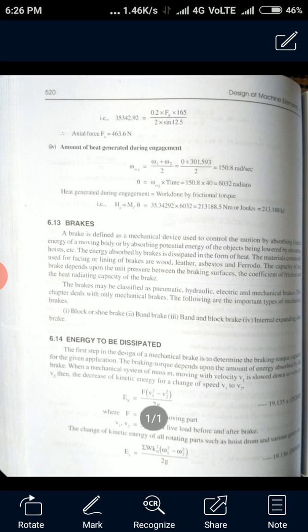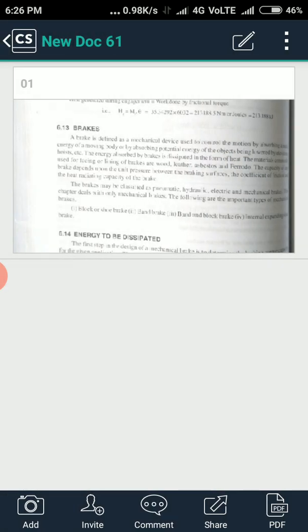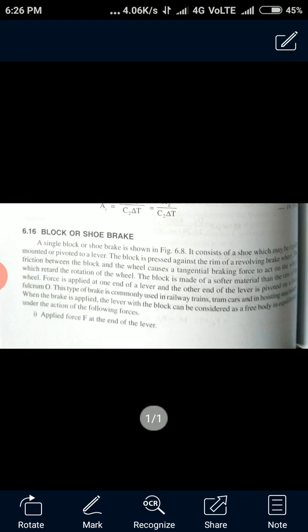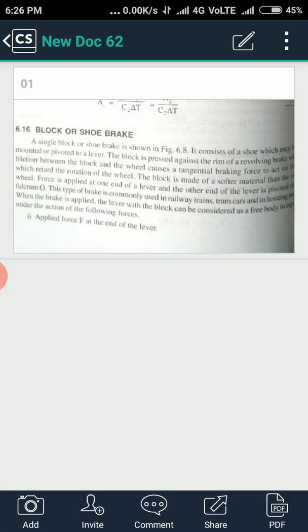In today's class, we are going to see what observations we need to make when we design the brakes, and what notations should be used when you calculate the parameters. Discussing the first type of brake, that is the block or shoe brake, you see the sketch here. First let's show the sketch.